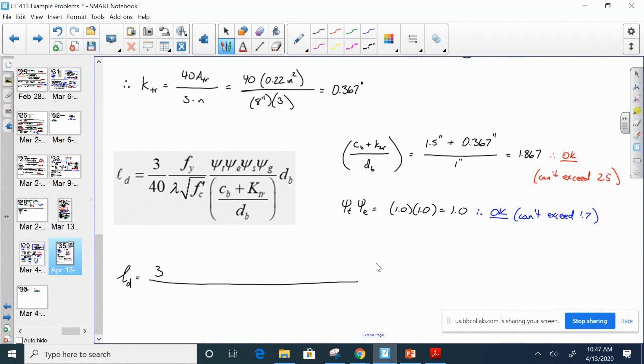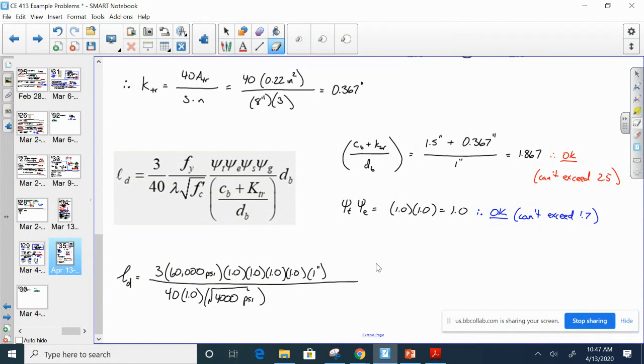So we have 3, we have Fy. I'm going to turn that into PSI because if you look at the bottom, there's a square root of f'c, and that's got to be in PSI. This is 1, 1, 1, 1, and that's 1 inch. And then we have 40. We have our lambda, which is 1, our square root of 4,000 PSI. And then this denominator that we just computed was 1.867.